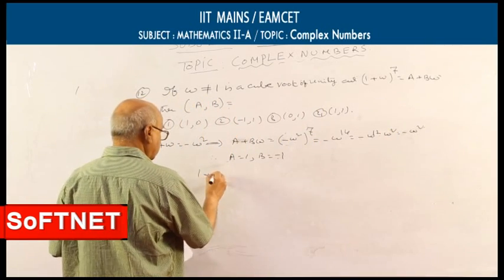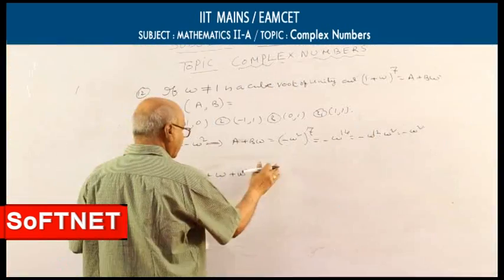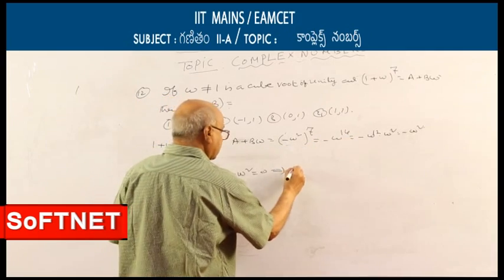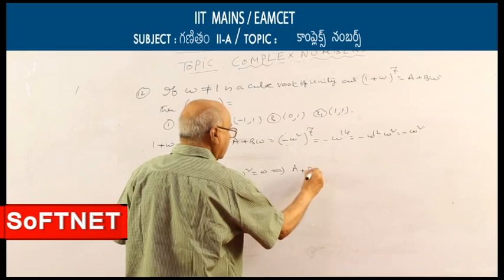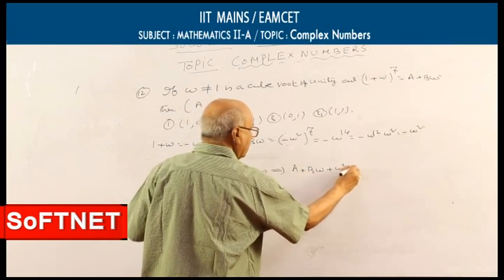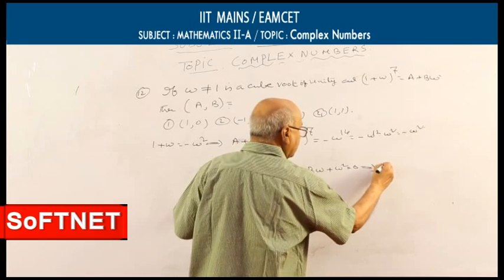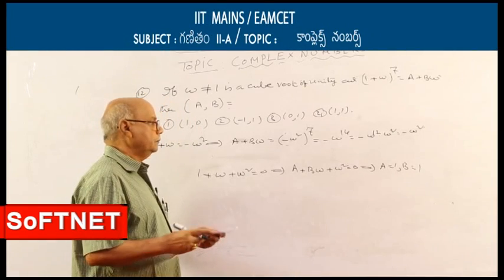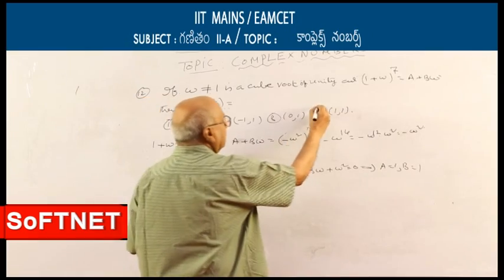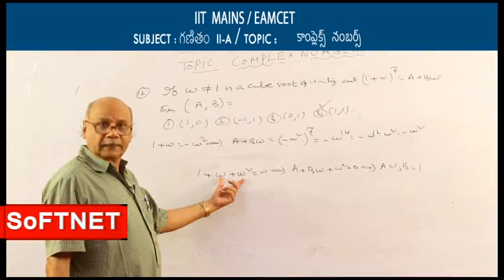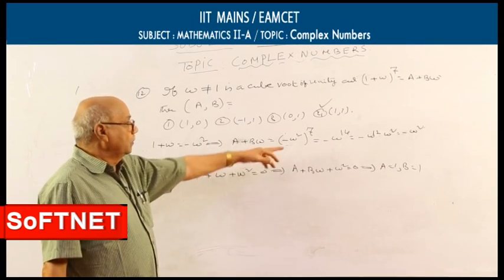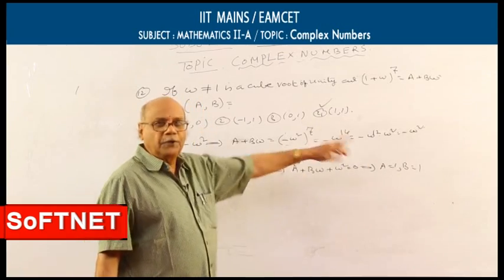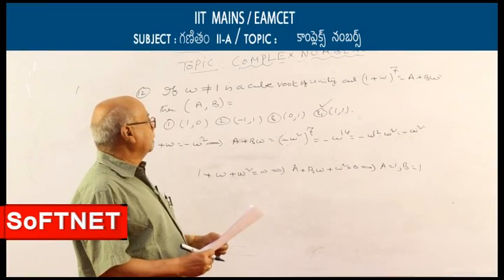And 1 plus omega plus omega square is equal to 0. And here a plus b omega is equal to minus omega square. So a plus b omega plus omega square is equal to 0. This implies a is equal to 1 and b is equal to 1. So the answer is 4. Everybody knows this one. Now what we got is a plus b omega plus omega square is equal to 0. So then a should be 1 and b should be 1 itself. So a comma b is equal to 1 comma 1.